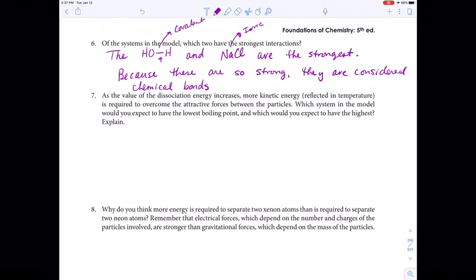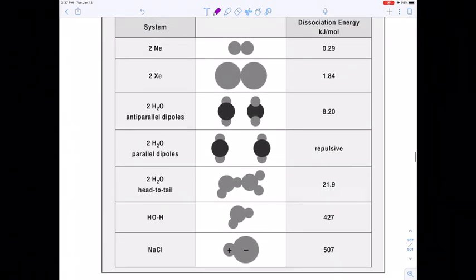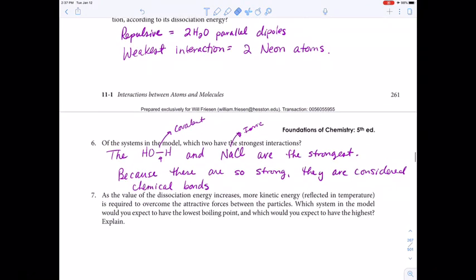Which system in the model would you expect to have the lowest boiling point, and which would you expect to have the highest? So explain. So again, I want you to hit pause and take a moment to think, which of these do you think low dissociation energy is associated with low boiling point or high boiling point versus high dissociation energy down here? So again, take a moment to think and then come back for the answer.